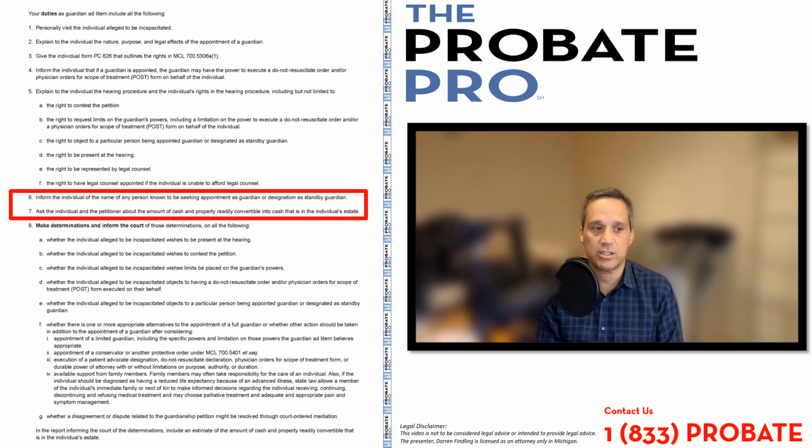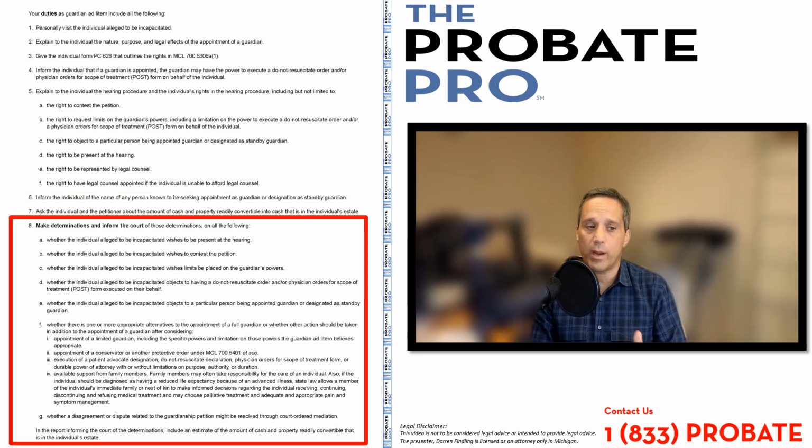In paragraph 6, it talks about that the guardian ad litem has the duty to inform the individual of the name of the person seeking appointment as guardian or the designated standby guardian if that applies, as well as ask the individual about whether there's any cash or property convertible into cash in the estate. The idea being guardianship is for care, custody, well-being. There may be a need for a conservatorship, or within the guardianship there may be need for protections for those assets.